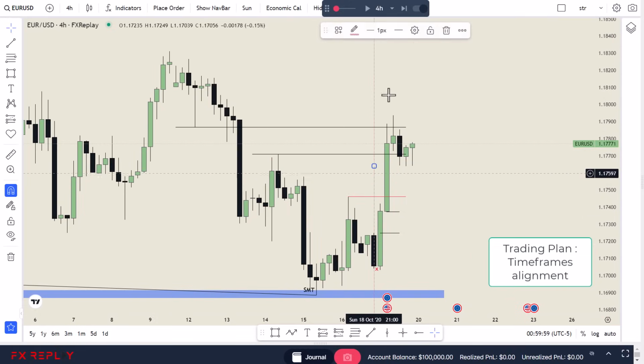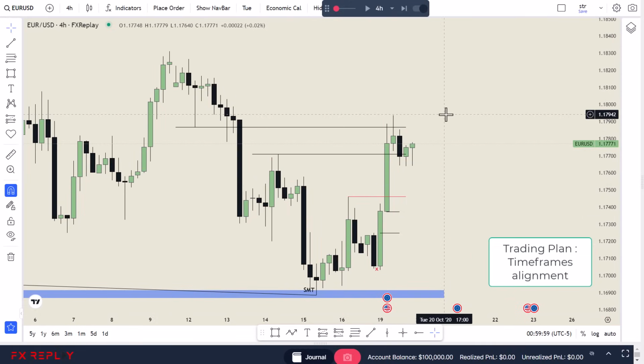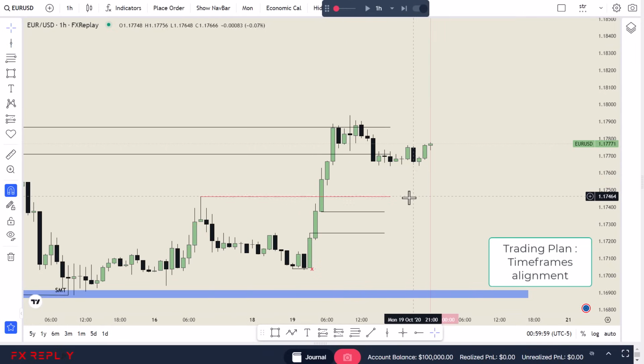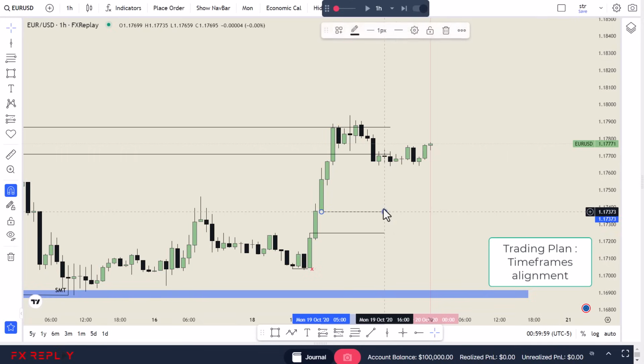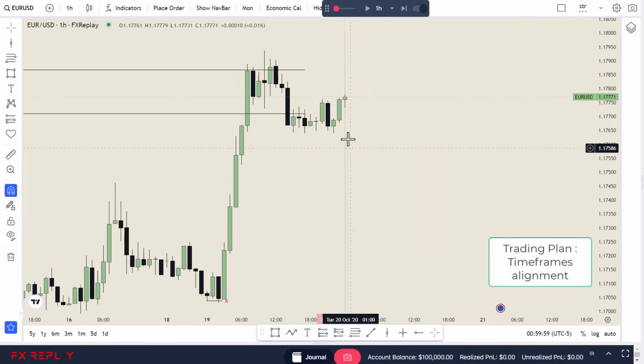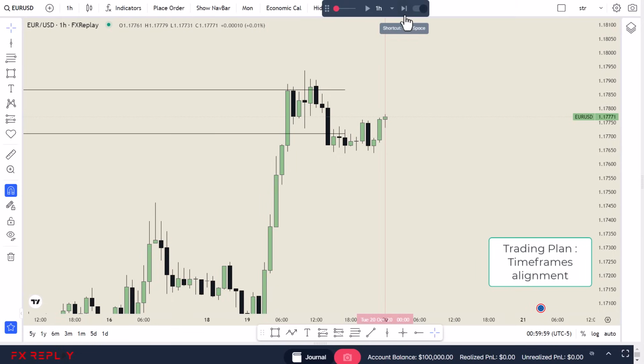Alright, so now we are on Tuesday. So let's annotate that midnight open again, right? So very important. Let's remove this one. Now I can see that we are consolidating. We consolidated during the Asian session, right? So this is potentially a power of 3.